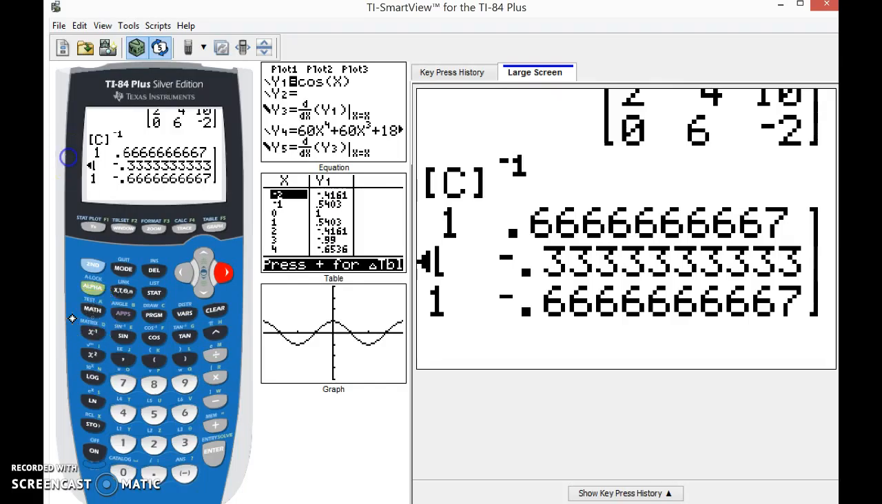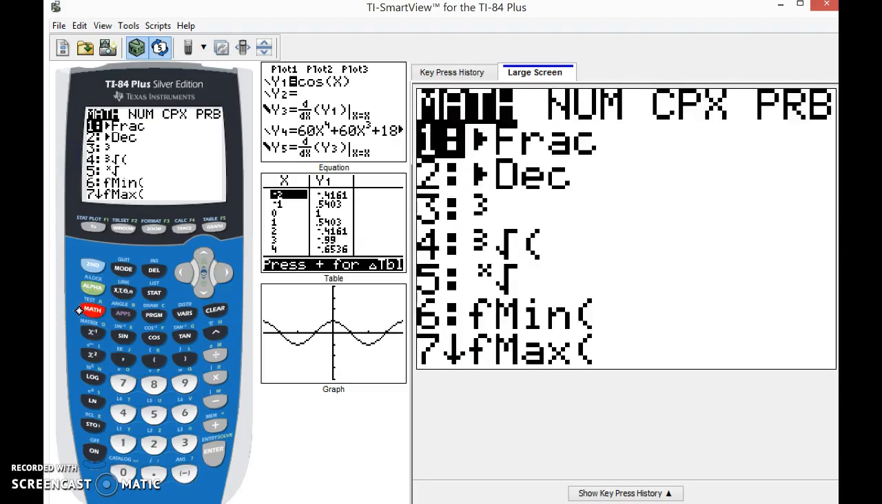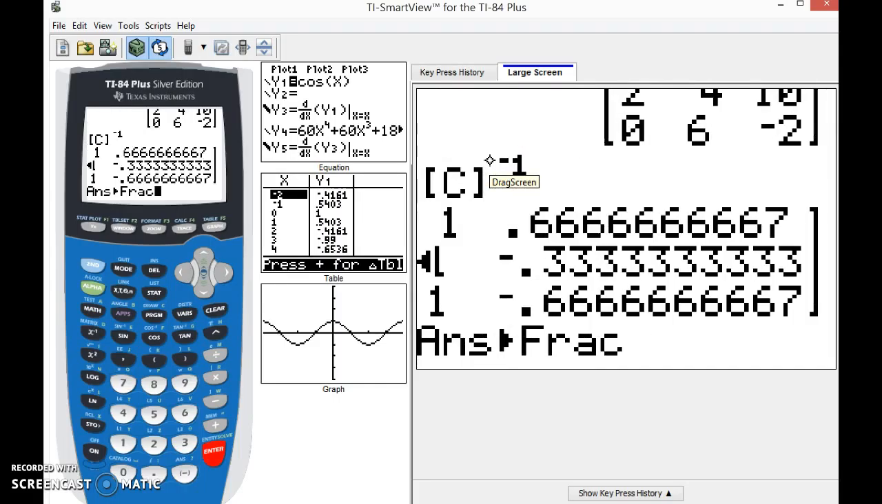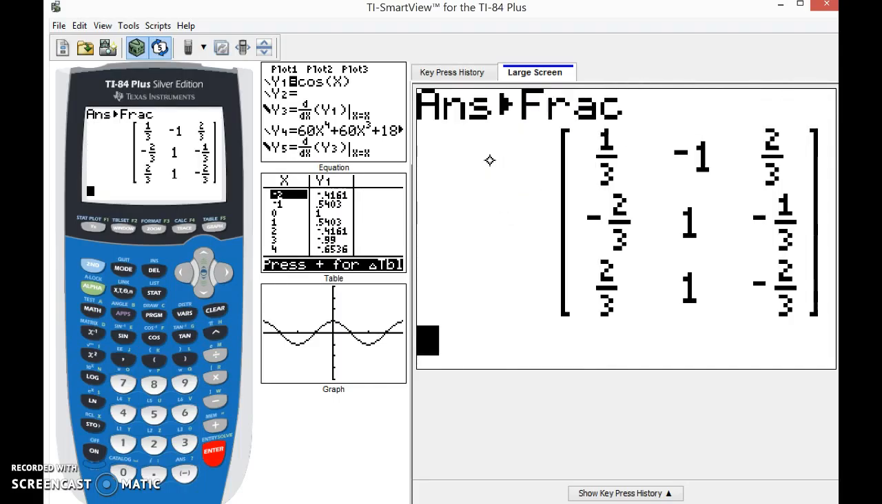If you go back to your math button, that very first option up there, you can tell it to change it to a fraction. So choose that very first one, and it will change that matrix over to fraction form. Then you can see the whole thing at one time, and it's easier to work with.